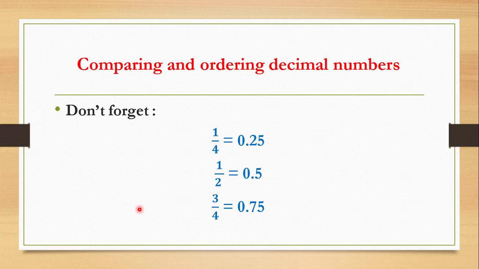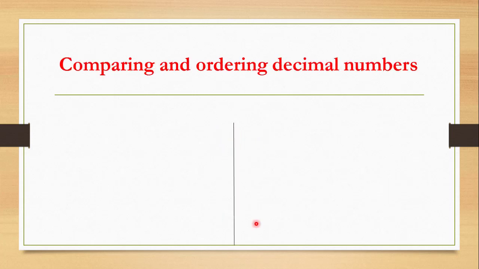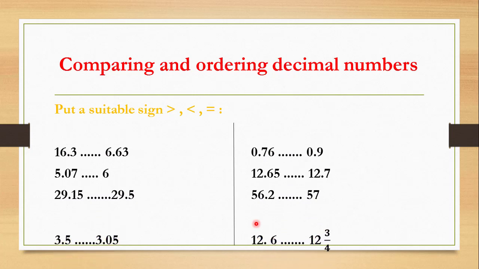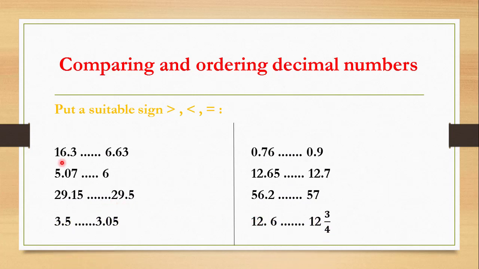But before that, we want to remember that 1/4 is the same as 0.25, 1/2 is the same as 0.5, 3/4 is the same as 0.75. Don't forget. Let's move to our exercise. Put a suitable sign: greater than, less than, or equal. Let's start with the first one here.